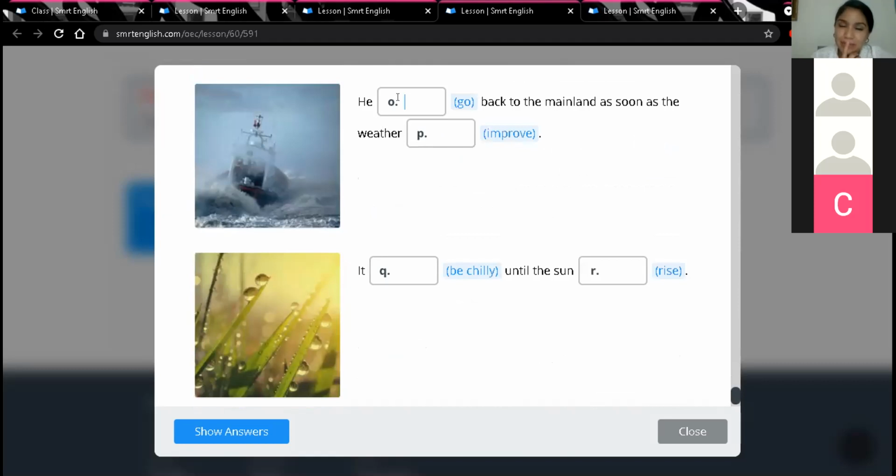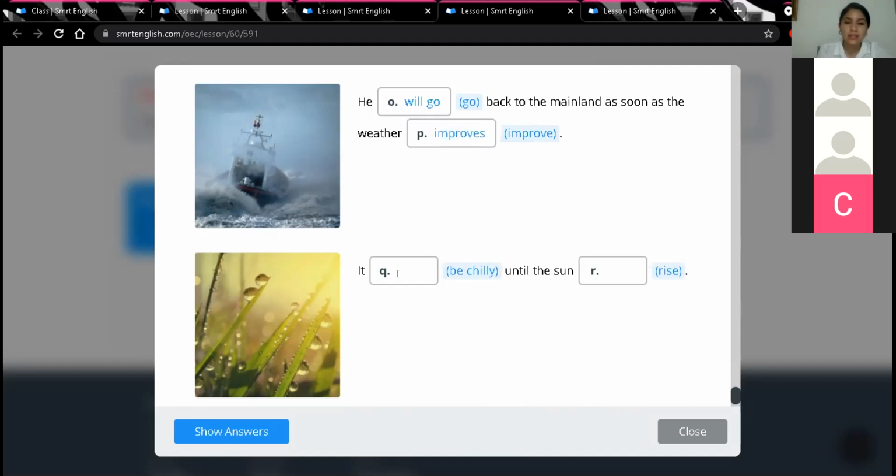He will go back to the mainland as soon as the weather improves. As soon as the weather improves. Very good. And the last one, Manuel.